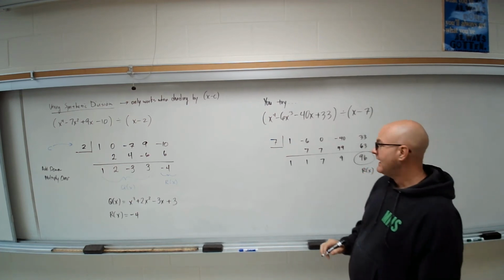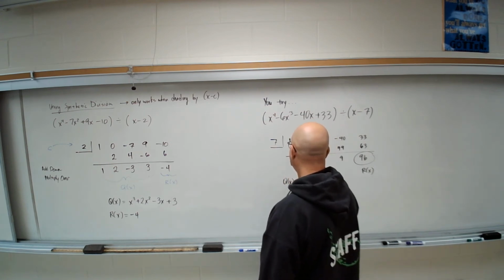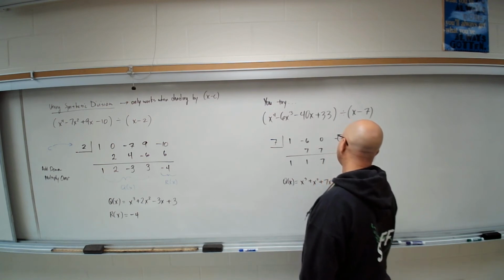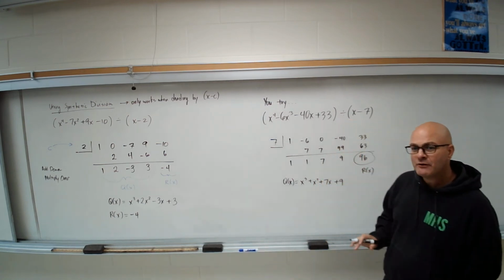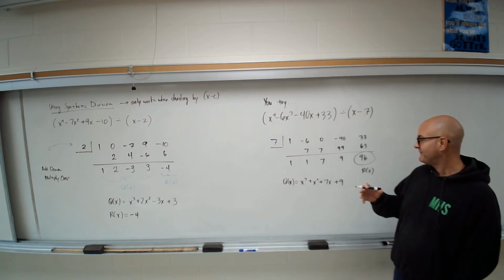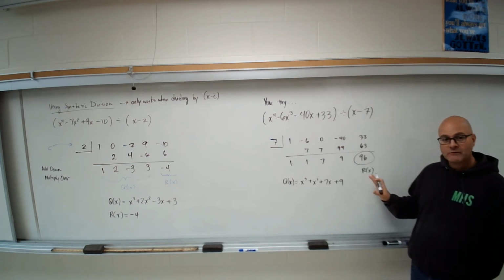And then our quotient would be x cubed plus x squared plus 7x plus 9. And if you are asked for the quotient, you do need to put the x's back in there. You can't just forget about them. Does that work for everybody?